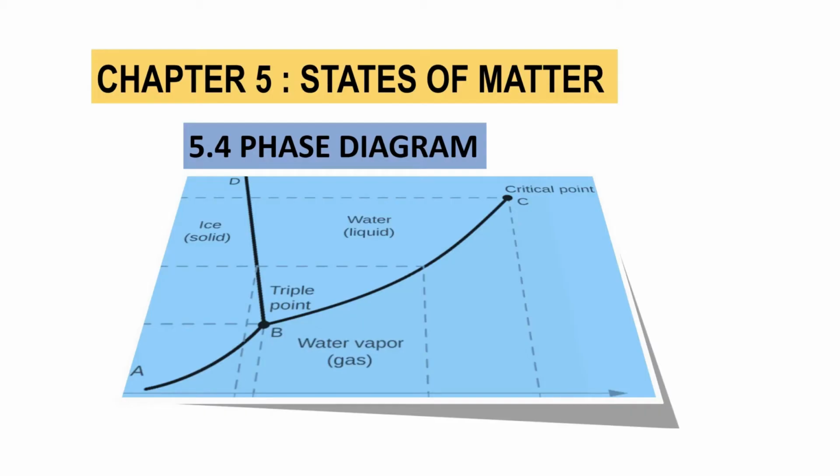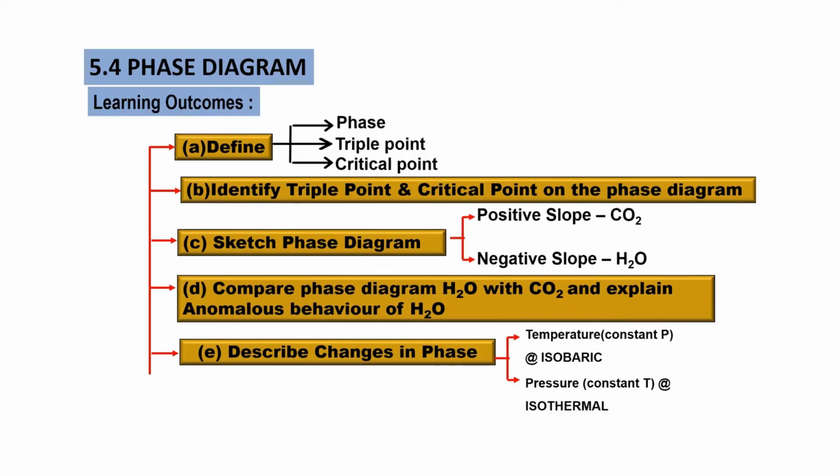Assalamualaikum and hi. Today you are going to learn about Chapter 5, States of Matter, 5.4 Phase Diagram. What we are going to learn from 5.4 Phase Diagram: you are going to define phase, triple point, critical point, identify the triple point and critical point on the phase diagram, sketch the phase diagram, compare the phase diagram of water with carbon dioxide and explain the anomalous behavior of water, and describe the changes in phase.